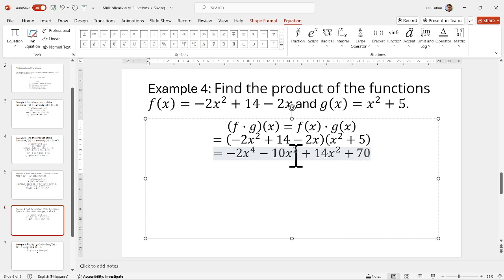Then negative 2x times x squared. We have negative 2, adding the exponents, we have x cubed. Again, negative 2x times x squared is negative 2x cubed. Then negative 2x times 5 is negative 10x. Then we combine similar terms.